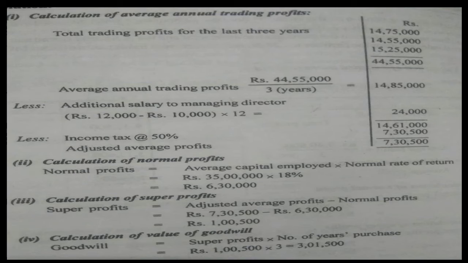The problem says the average capital employed is 35 lakhs. The normal rate of return given for the risk involved in the same type of business is 18%. So 35 lakh into 18% will give you the normal profit, that is 6,30,000. Then super profit is nothing but the difference between these two. 7,30,000 minus 6,30,000, that is 1 lakh. So 1 lakh into number of years of purchase, that is 3, will give you 3,00,000. So that is the goodwill here. Okay, we'll go see the next one and the last one for this super profit method.